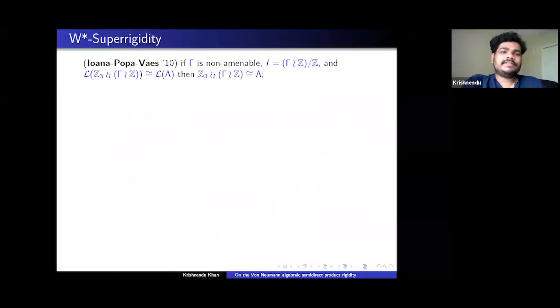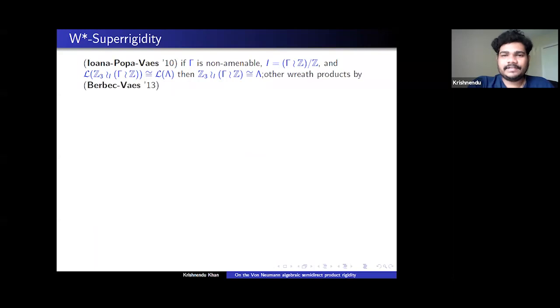So the first result in this direction was due to Ioana, Popa and Vaes. They show that if you take this iterated wreath product, then this group is W-star superrigid. So if for any such group the corresponding group von Neumann algebras are isomorphic, then the group will have to be the same one. And there are some other examples, other wreath products, by Berbec and Vaes.